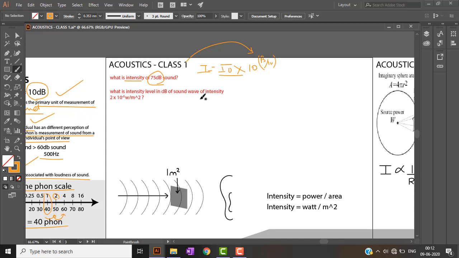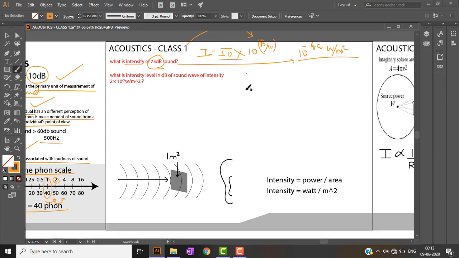If you know the shortcut also: for 75 dB sound, 12 minus what gives me 75 dB, it's 4.5. So 10 raised to minus 4.5 watt per meter square is the intensity of 75 dB sound. Try calculating this with the formula, you will find it easy also. But this shortcut, subtracting from 12, might just save you some time in the exam.